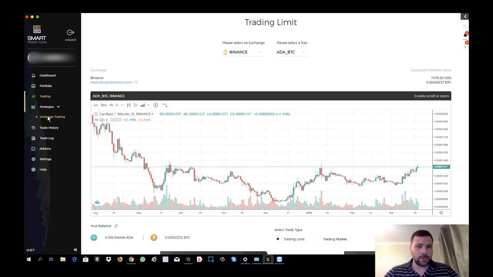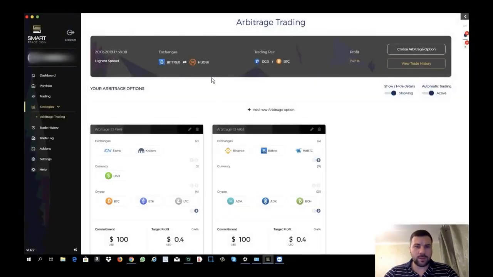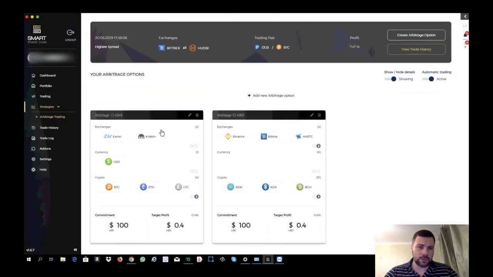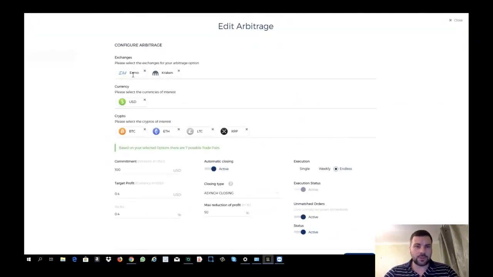Let's talk about arbitrage trading. We have two settings here. One setting is for currency pairs: USDT BTC, USDT Ethereum, USDT Litecoin and USDT Ripple. There are two exchanges involved, EXMO and Kraken. That is, we recommend those two exchanges for currency pairs. You can also see how the settings are made here. If you put it on automatic, then everything will work for you and show a good result.